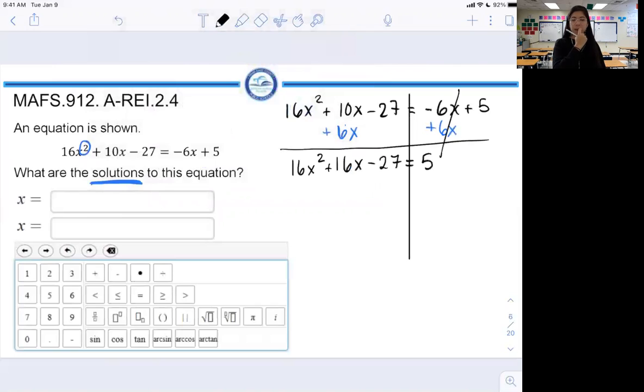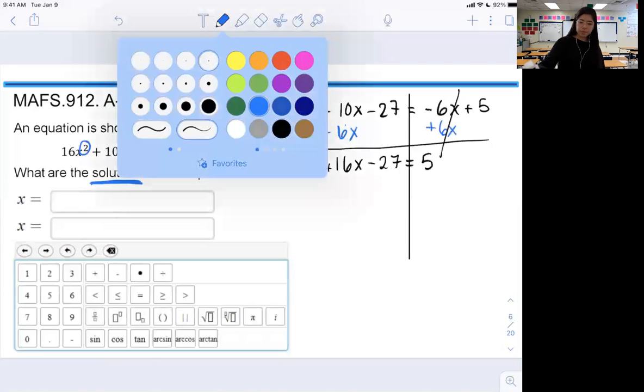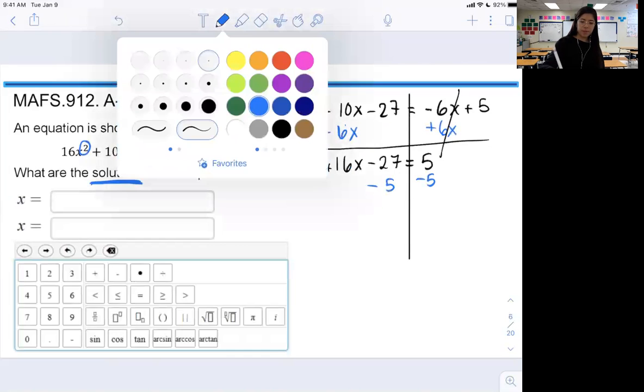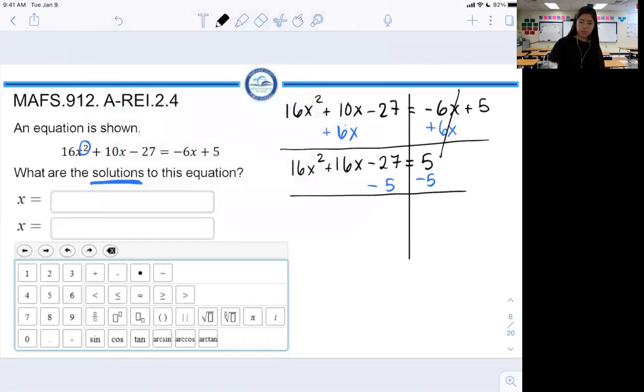The 5, do I add it or do I subtract it? Subtract. And what's negative 27 minus 5? Negative what? 30. 32. Good. Equals 0. So now we're in standard form.